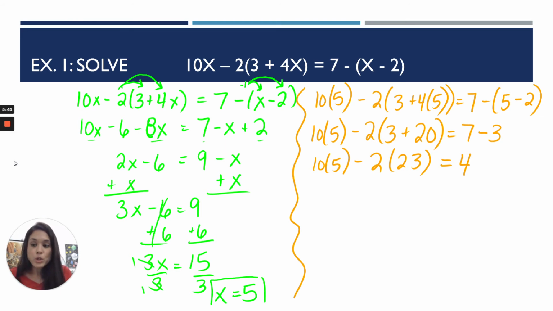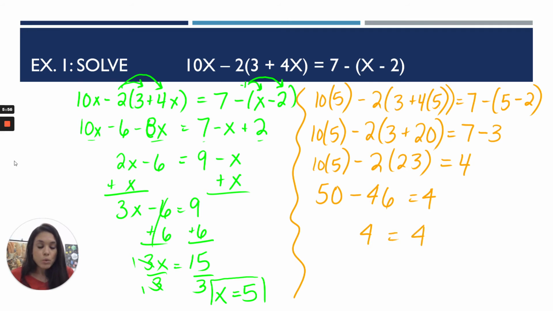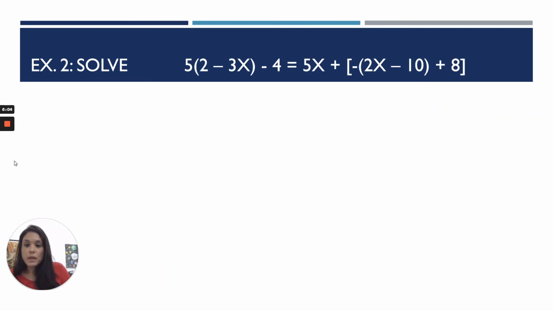Okay, so now I'm going to multiply 10 times 5 is 50, minus 2 times 23 is 46, equals 4. 50 minus 46 is 4, and this is equal to one another, so I know that my answer is x equals 5. Okay, let's do one more together.